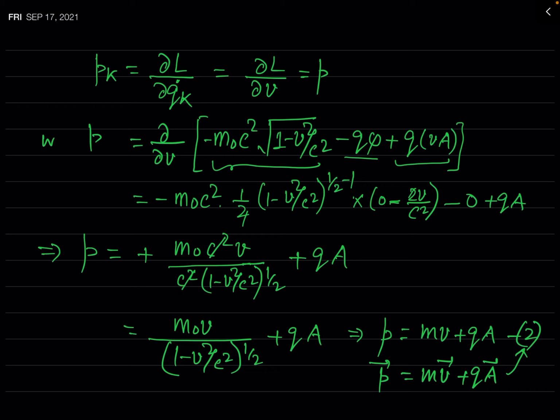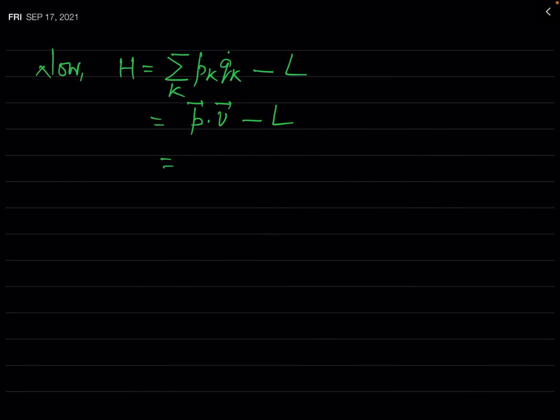Now see this equation, equation number 2. P is equal to this much. So let us substitute mv plus qa instead of this P. So this P is mv plus qa, dot V, and minus L.